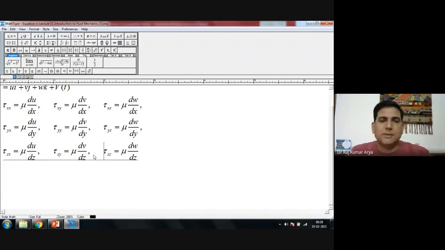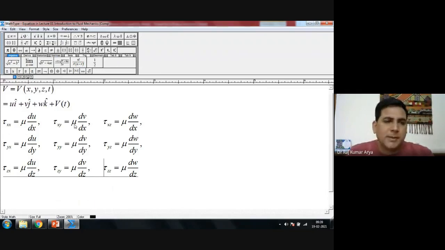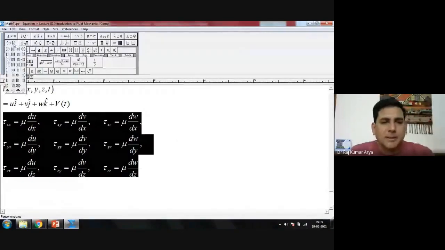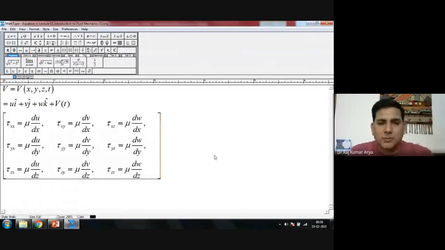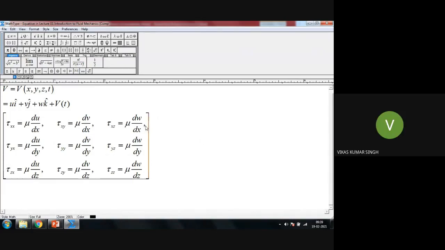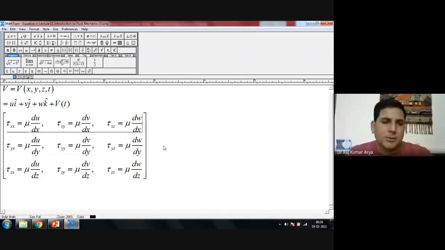So this total is called the stress tensor, and you might have seen it in your transport phenomena book. Have you seen this so far? Yes, sir. And Dr. Anurag might have also talked about the same thing, right? Something like that, the stress tensor. So this is called the stress tensor.